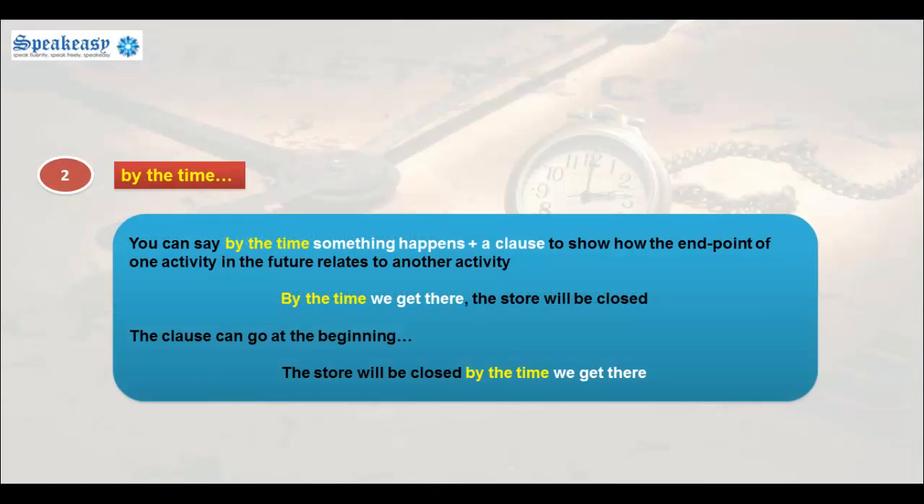You can say by the time something happens plus a clause to show how the end point of one activity in the future relates to another activity. By the time we get there, the store will be closed. The clause can also go at the beginning. The store will be closed by the time we get there.